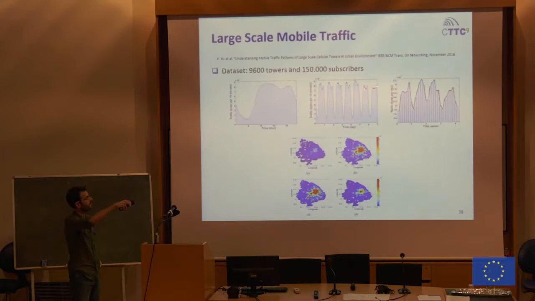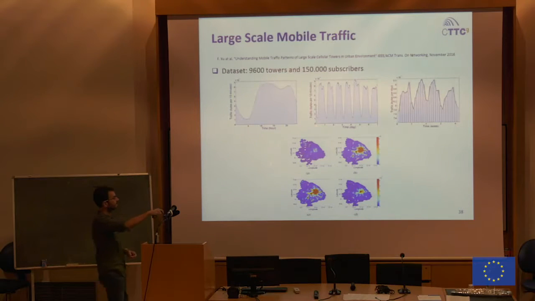And they say that during the weekends the traffic is decreasing a bit, not much, but it's decreasing. And there is also some information about how it varies in the different weeks of the month. So this is the average of the whole data set that they have. And they are also providing some information about the spatial distribution of the traffic.